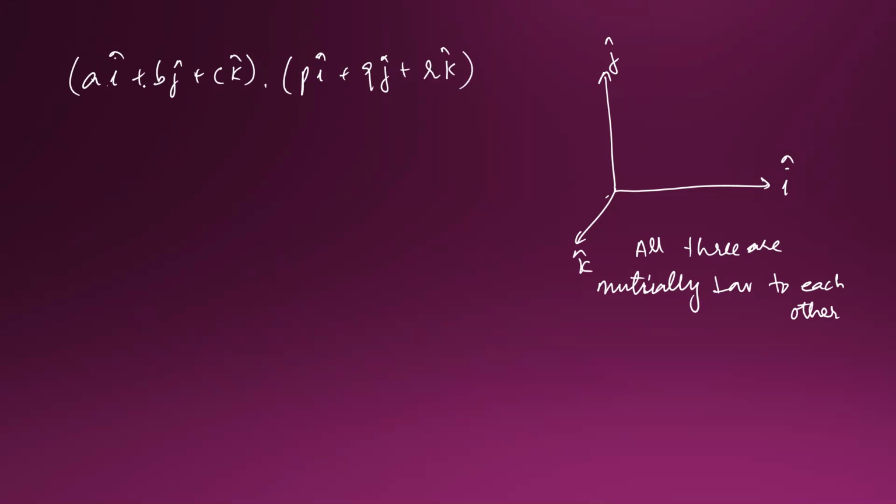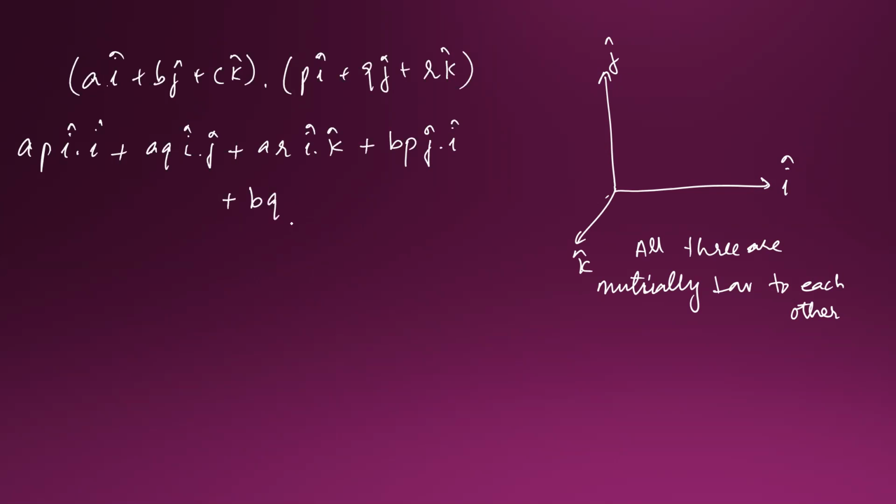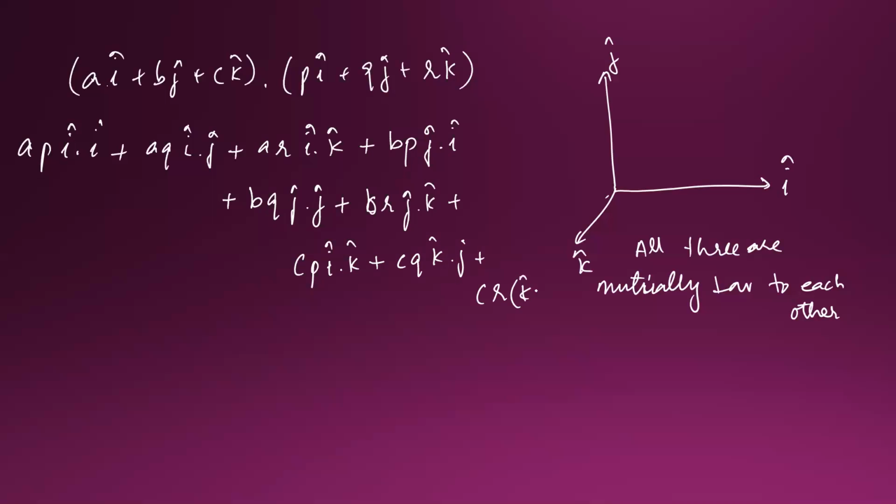So if I multiply them, what I'm going to get over here is a p i cap dot i cap plus a q i cap dot j cap plus a r i cap dot k cap plus b p j cap dot i cap plus b q j cap dot j cap plus b r j cap dot k cap plus c p i cap dot k cap plus c q k cap dot j cap plus c r k cap dot k cap.